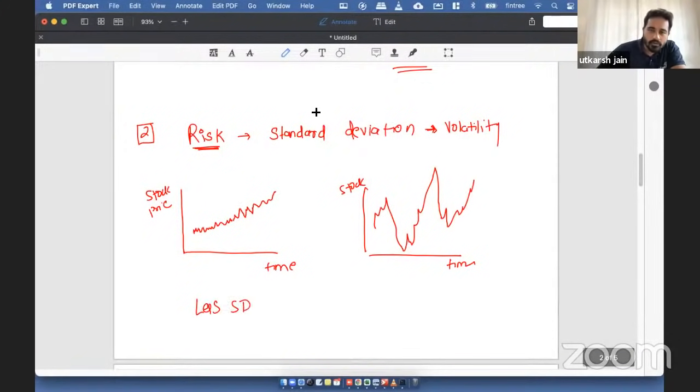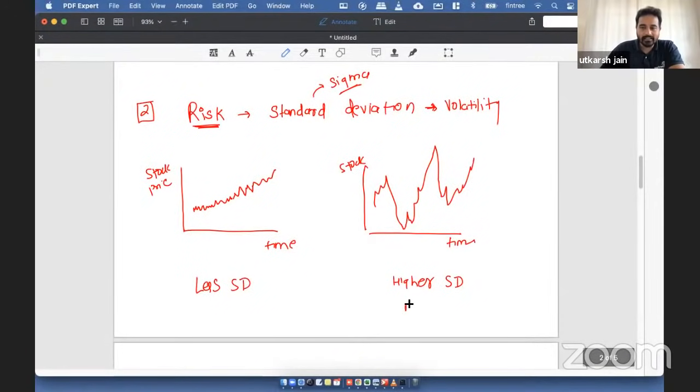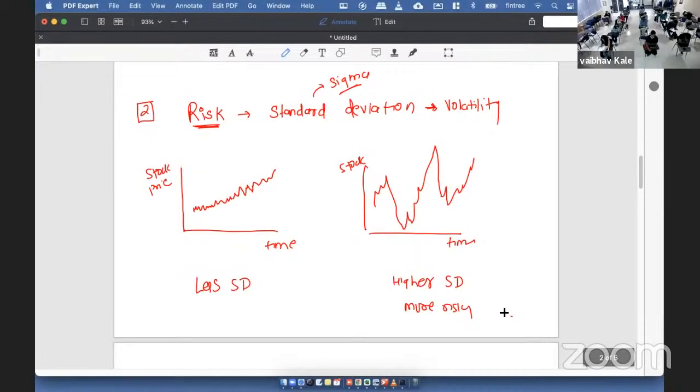Going forward, I'm also going to use the word sigma here. I'll be using this interchangeably, so at times I'll simply call it sigma. So we can say this is less standard deviation, but this other one looks more volatile, so it has a relatively higher sigma or higher standard deviation. That means this stock will be riskier, right?